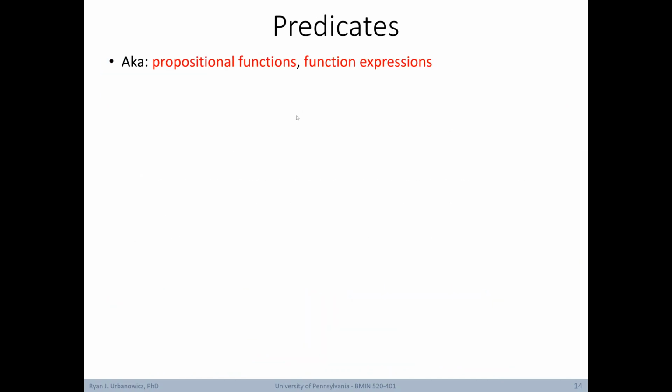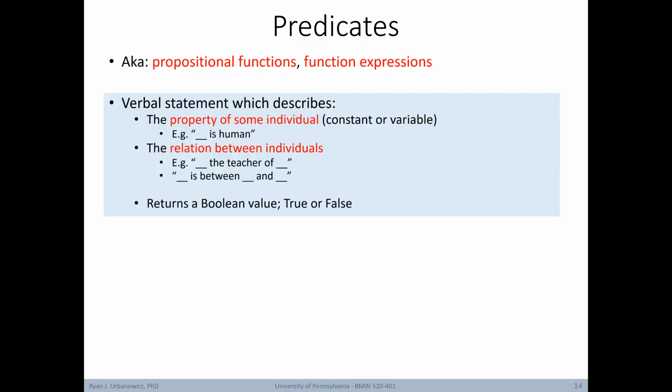Now let's introduce predicates, which is where the name predicate logic comes from. Predicates are also referred to as propositional functions or function expressions. A predicate is a verbal statement which describes either the property of some individual, which can be a constant or a variable, or the relation between individuals.